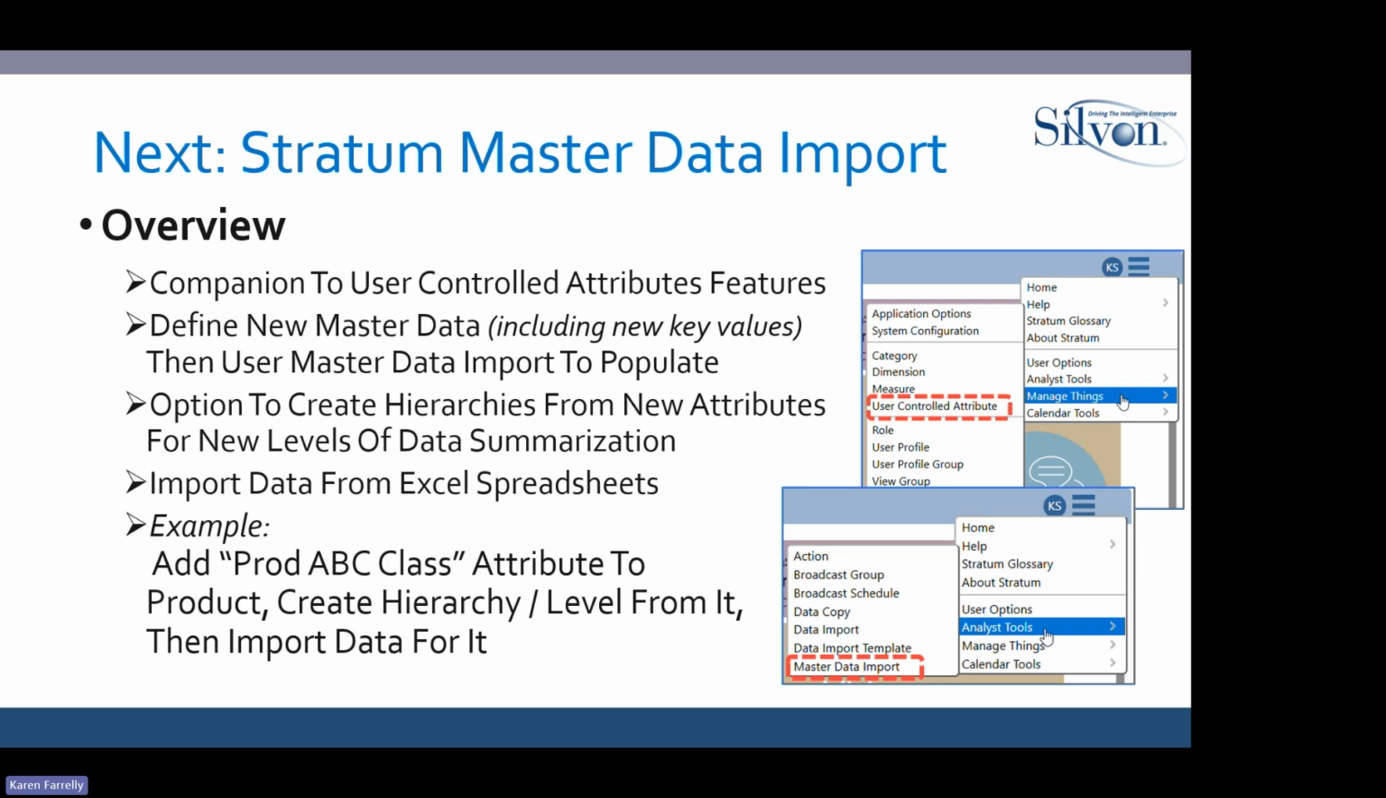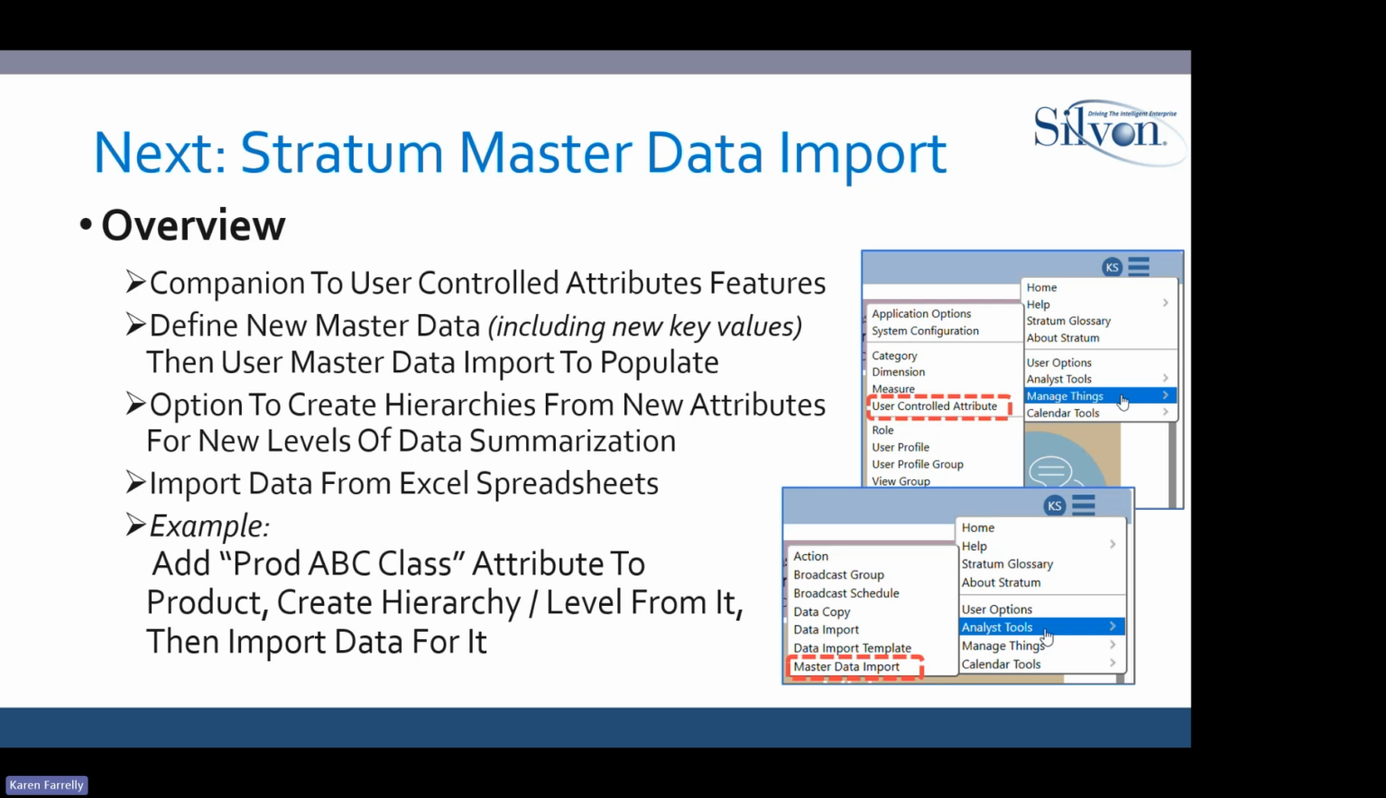But you could have a level, let's say customer parent, or in this case product class. You want to add an attribute. Sorry, let me back up here. You have an example level of product. You want to add an attribute of product ABC class, and then you can import data into that product ABC class attribute using master data import.